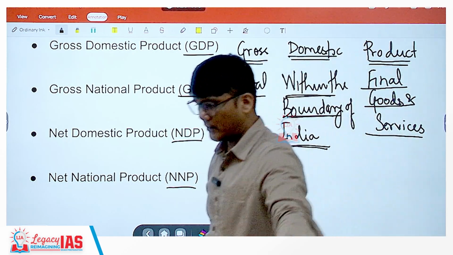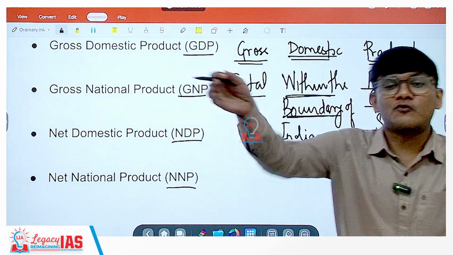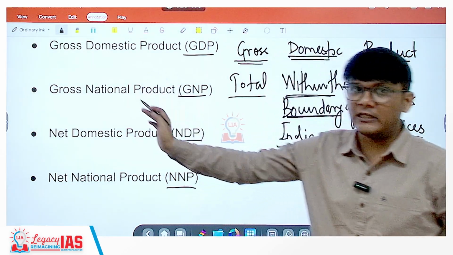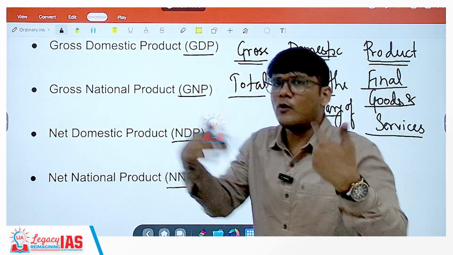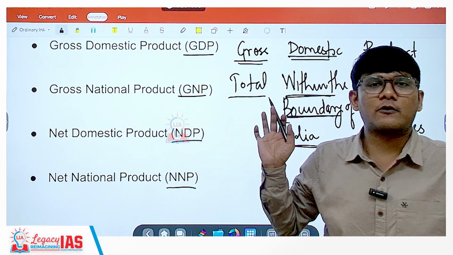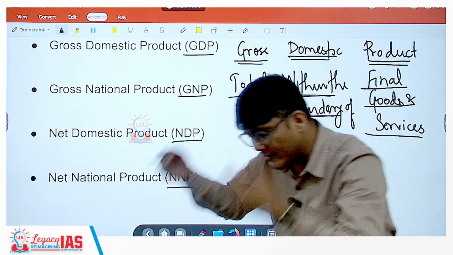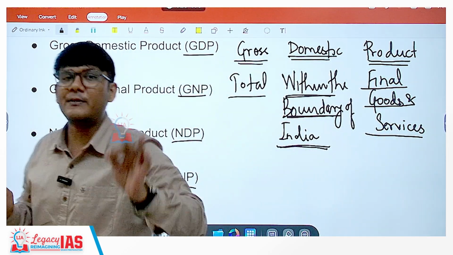That is your GDP. So all the final goods and services which are being produced within the boundary of India will be your GDP. Remember, it does not talk about by whom. A foreigner can come in India and produce, it is still a part of GDP. An alien from Mars can come in India and produce, it is still a part of the GDP of India.